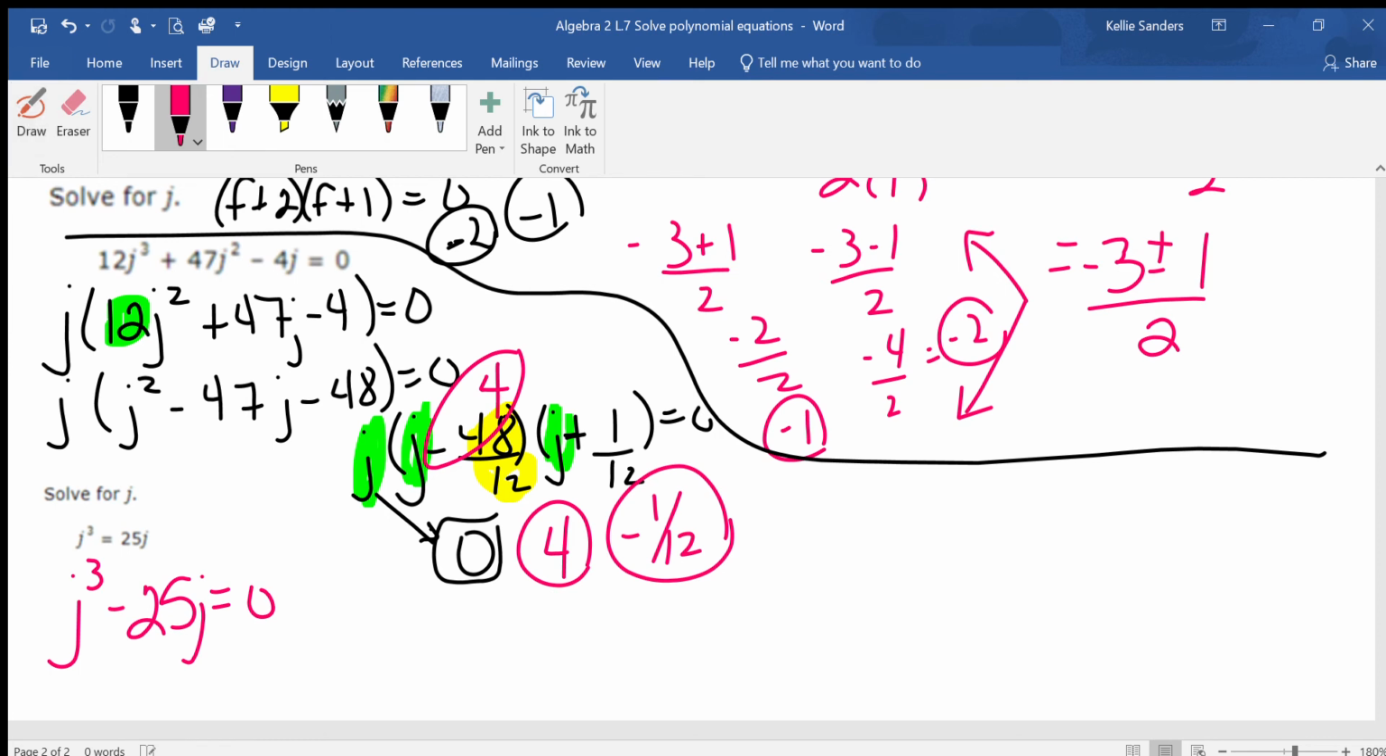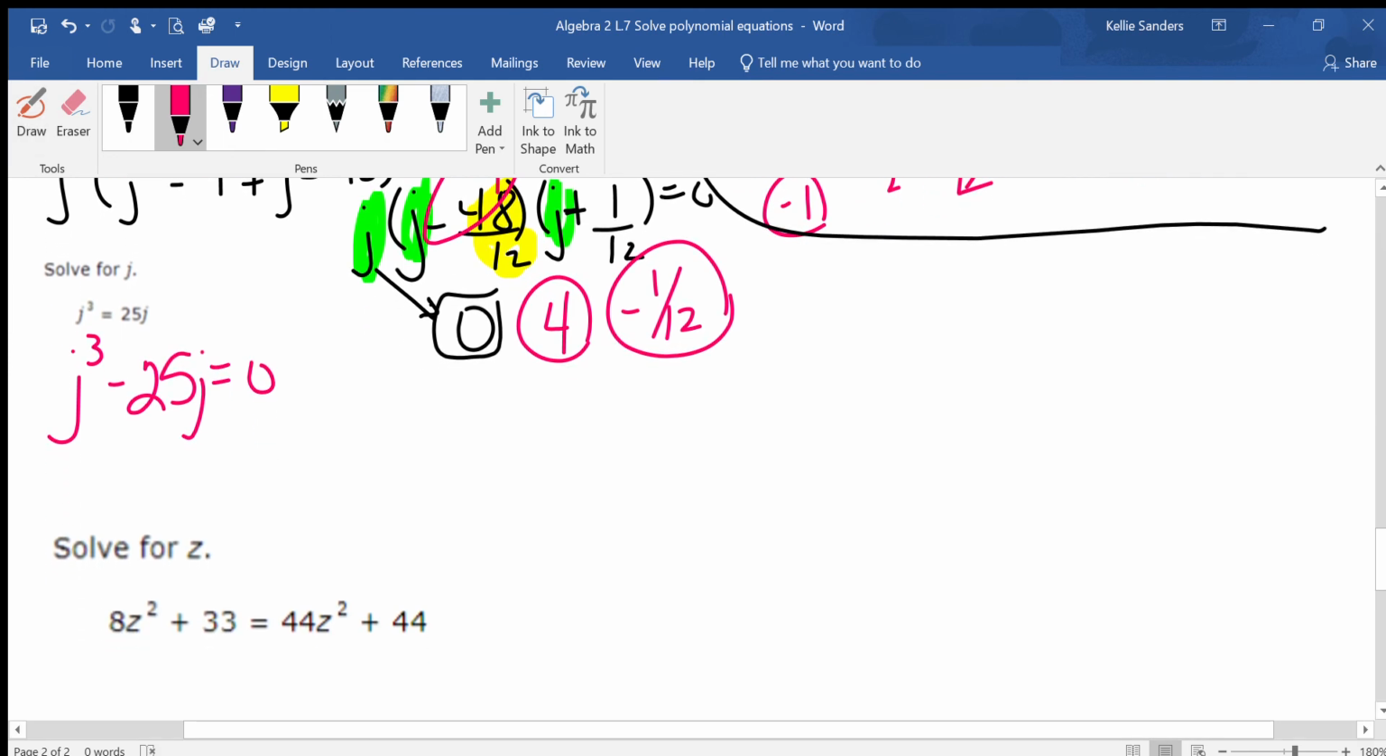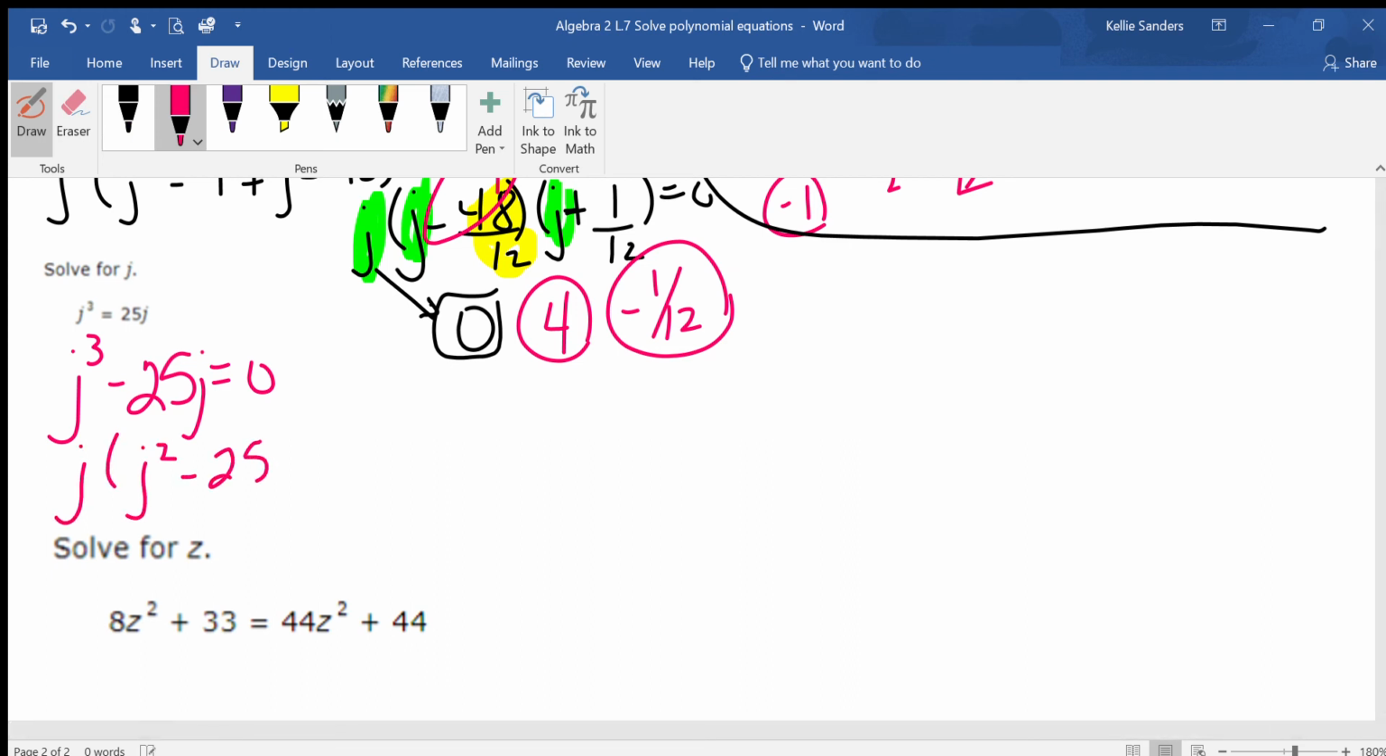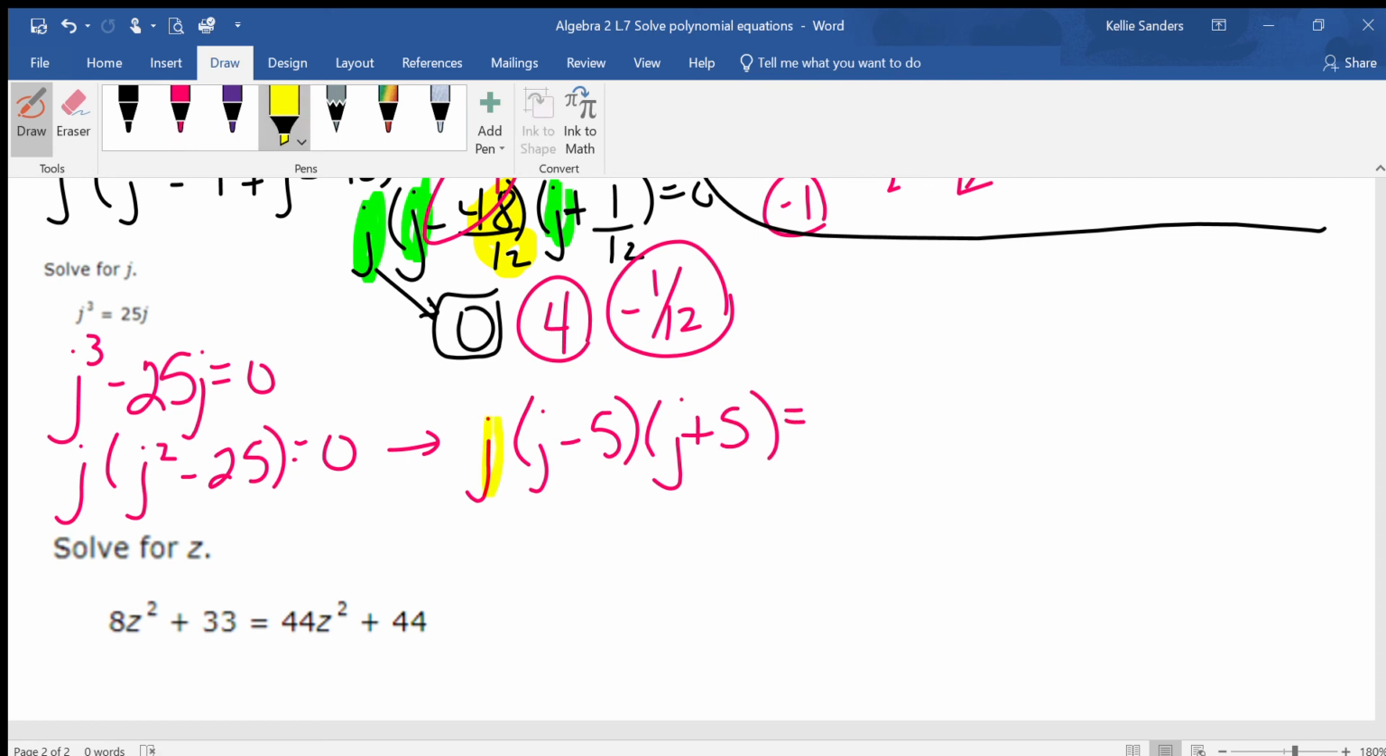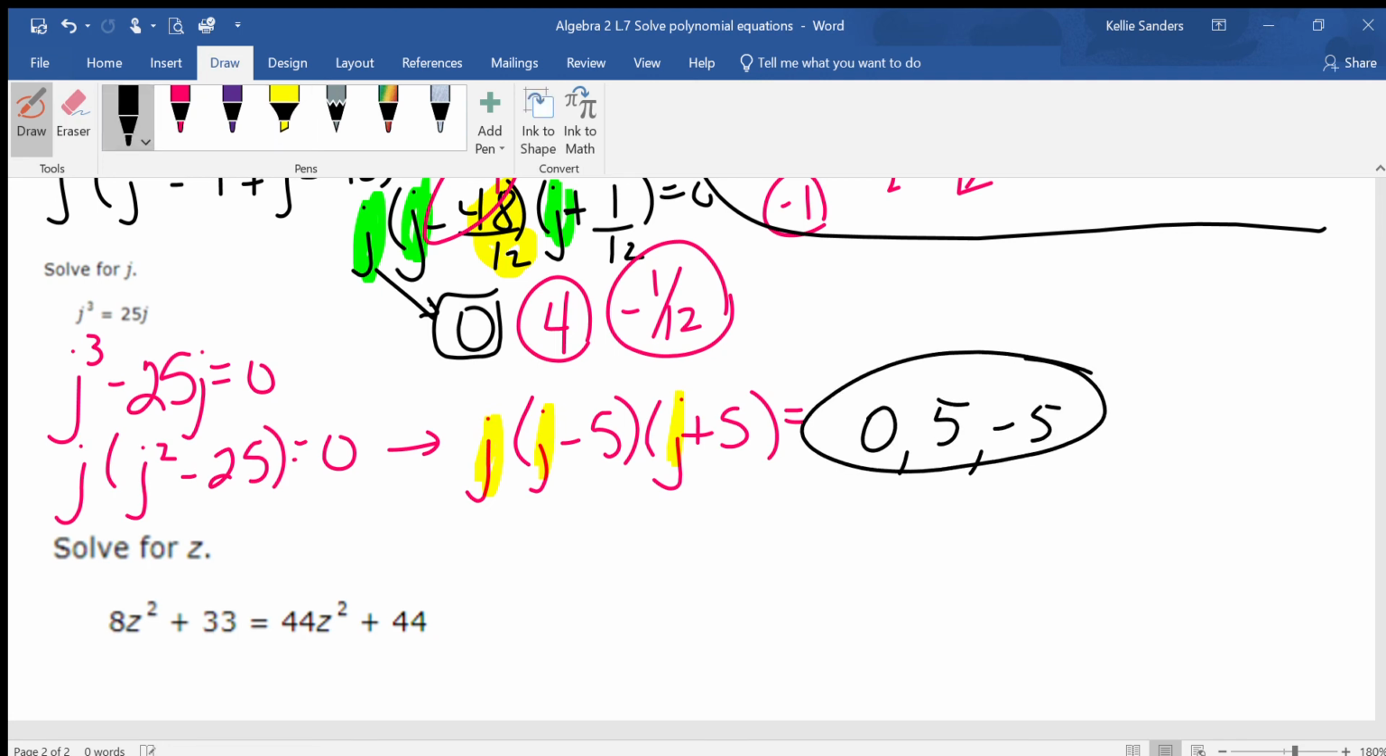You don't want to start anything until it's already equal to 0. Bring a J out. J squared minus 25 is the difference of squares. So we keep the J that's already on the outside, J minus 5, J plus 5. So again, we're going to have 3 answers, which is 0, positive 5, and negative 5.